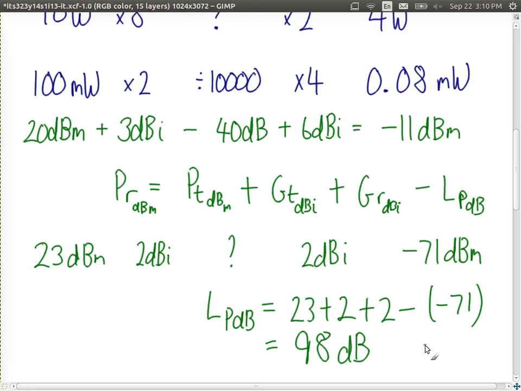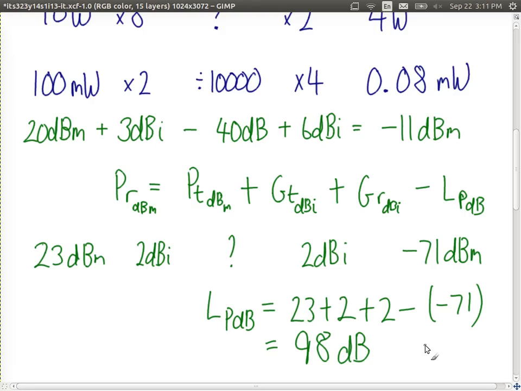What we can use this for is we have our two wireless routers. One thing we want to know is how far apart can we separate them such that they can still communicate? I put one in one location, and I want to put the other one as far as possible such that they can still talk to each other. Well, we know now that with these devices, the path loss between the two devices must be less than or equal to 98 dB.